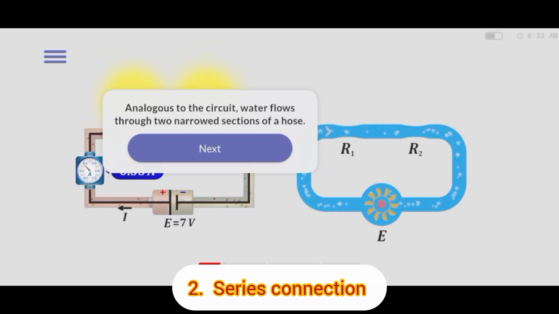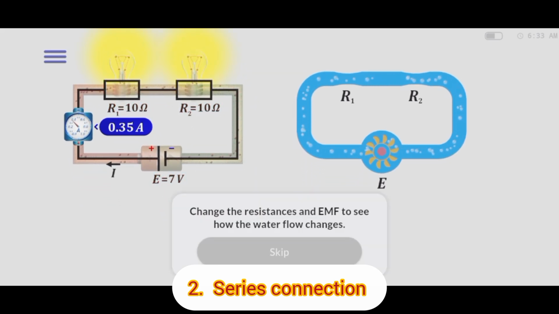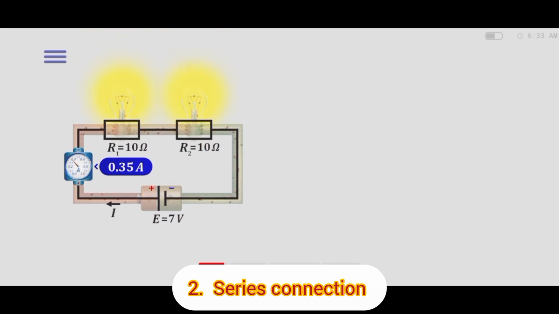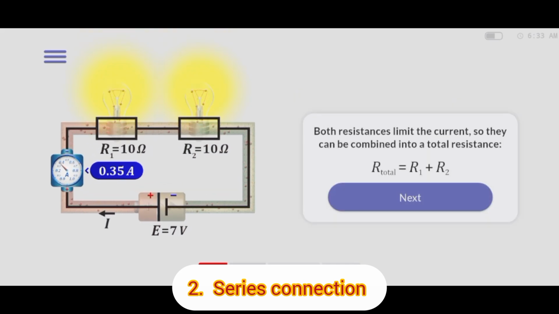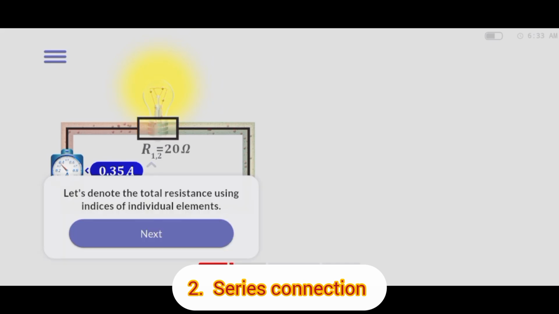Let's look at the water analogy for series connection. Analogous to the circuit, water flows through two narrowed sections of a hose. Change the resistances and EMF to see how the water flow changes.